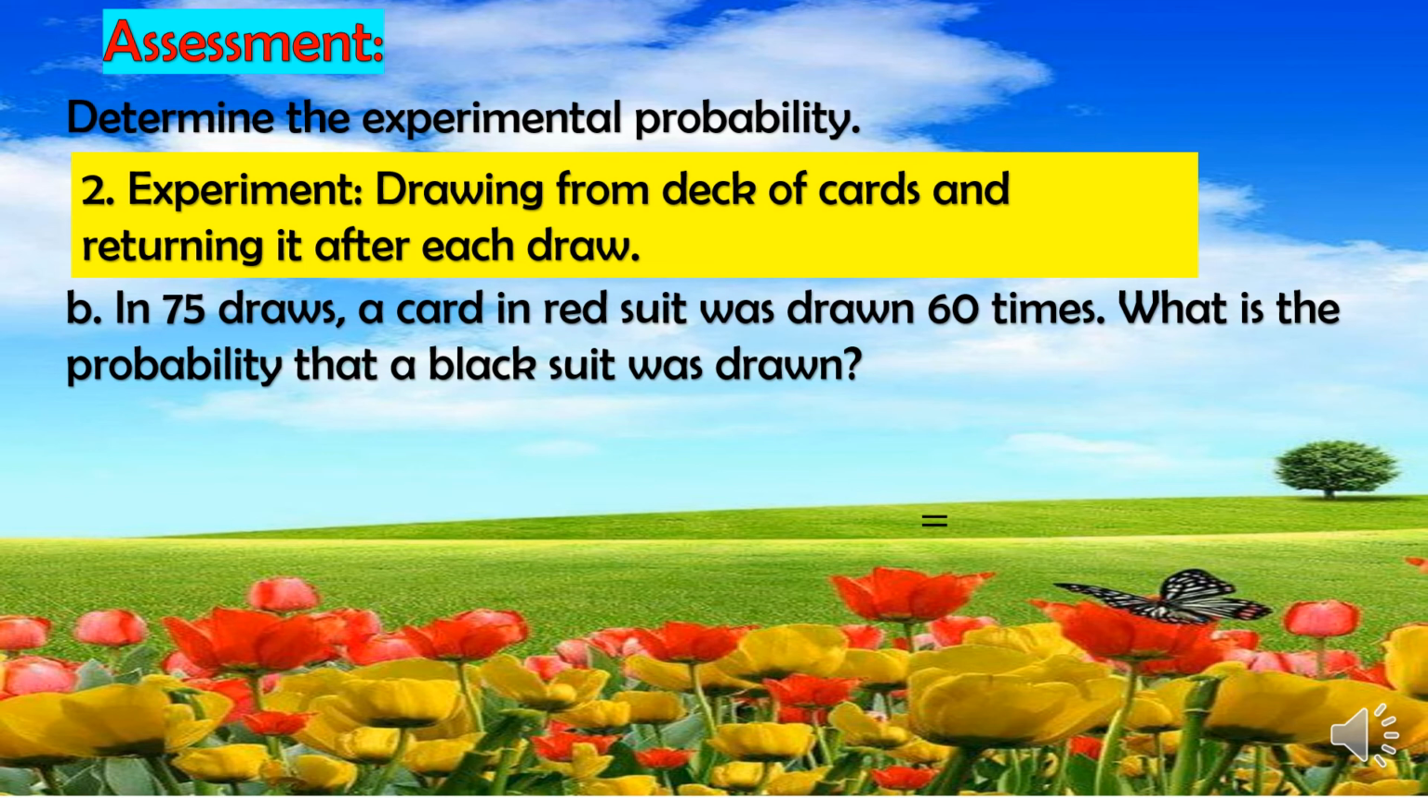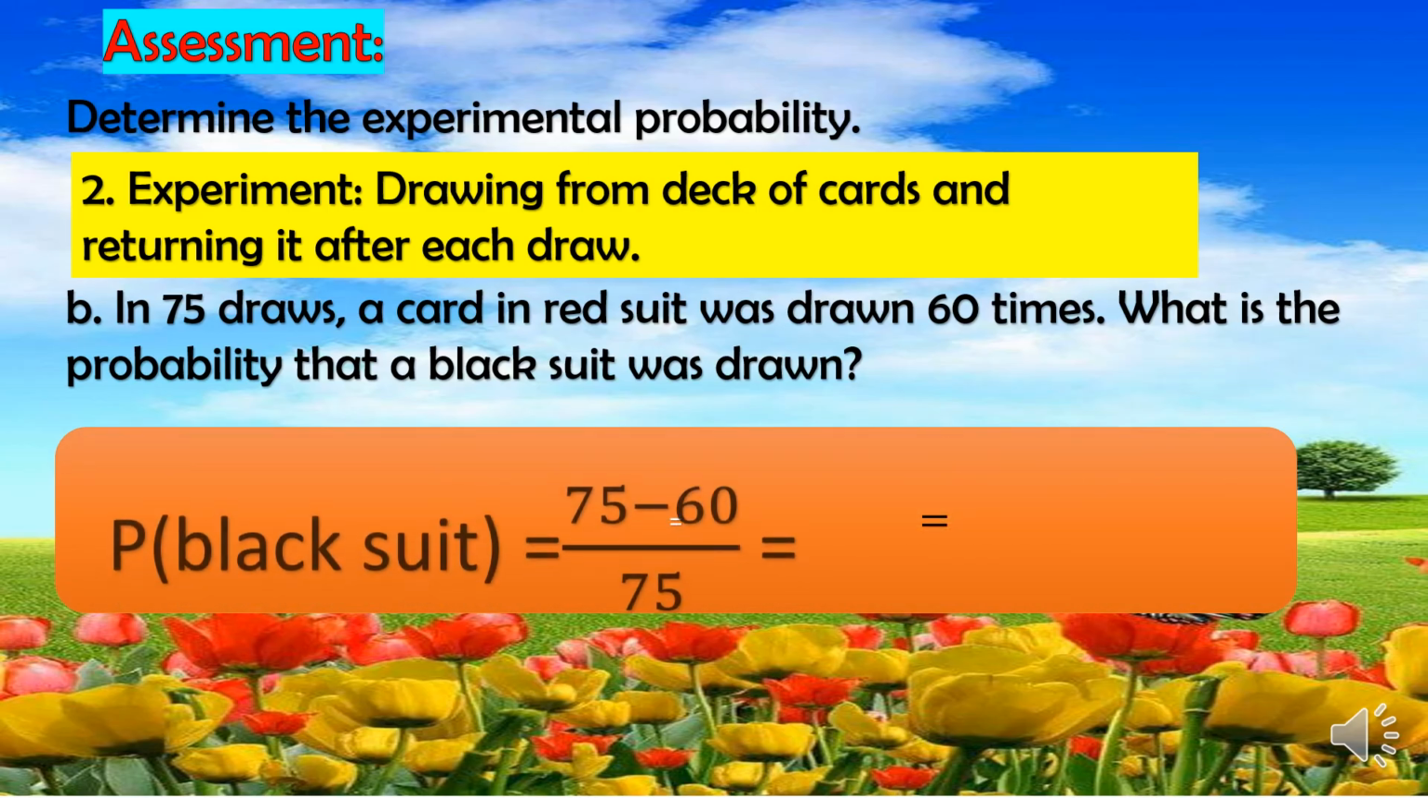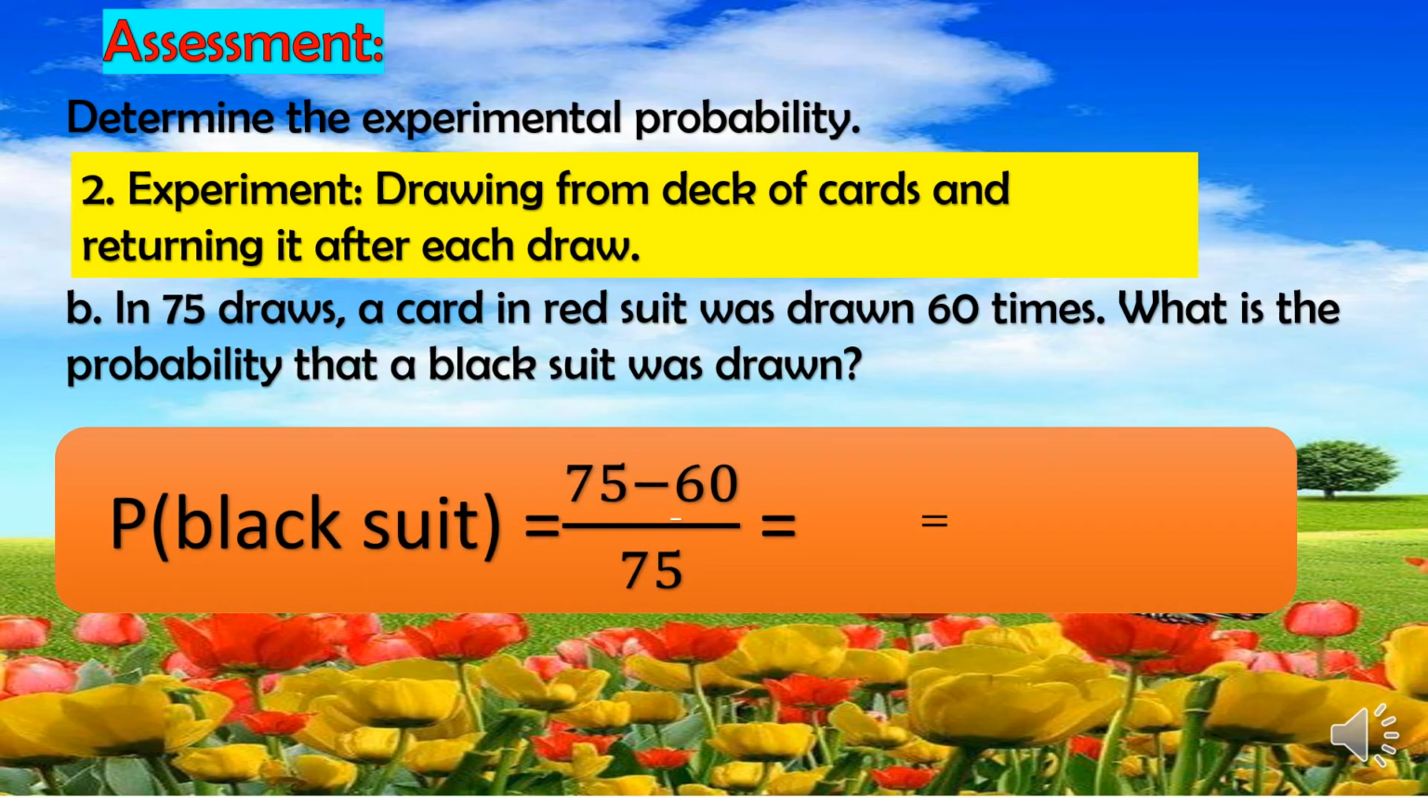For letter B, in 75 draws, a card in red suit was drawn 60 times. What is the probability that a black suit was drawn? We have the formula: 75 is the total draws and 60 is the red suit. So we subtract 75 minus 60, and the answer is 15 over 75. In lowest terms, the answer is 1/5. So the probability that a black suit was drawn is 1/5.